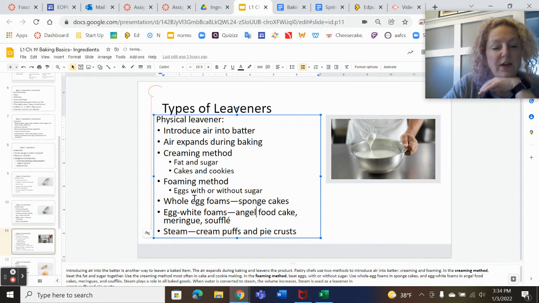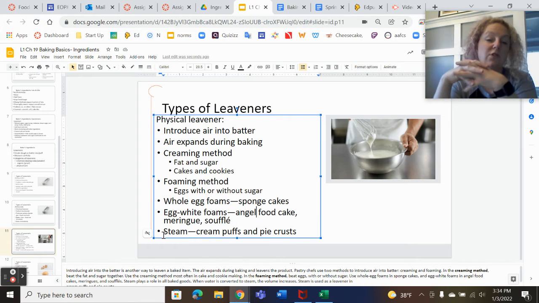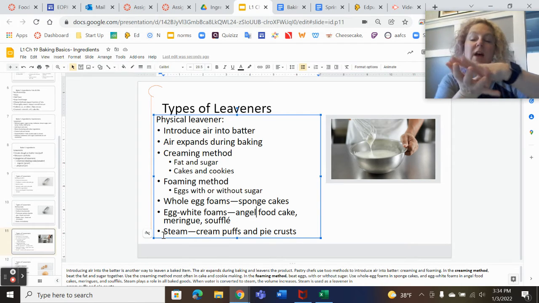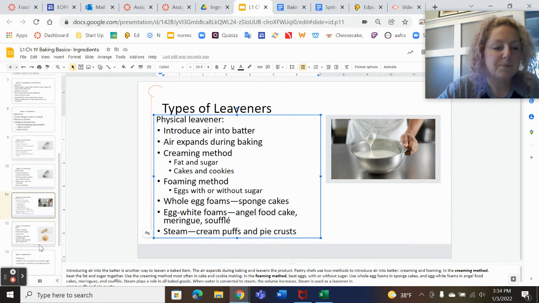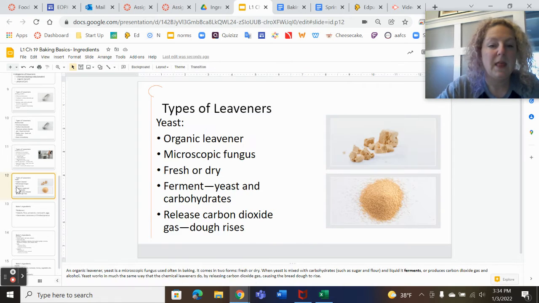Yes, I meant angel food cake. And then steam itself. So when you have quite a bit of liquid involved, and when liquid is heated and it turns to steam and it rises, that's going to help that product rise as well. So cream puffs, pie crust, some popovers are a type of bread that's leavened purely utilizing the steam. So it makes things fluffy.